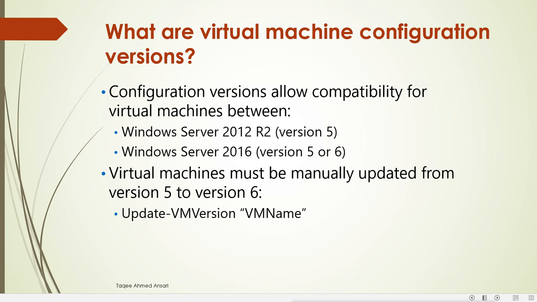Now on Server 2016 we can have version 6. So if we want to upgrade the version, then we have to do it manually, and we can do it by using this command, Update-VMVersion and then the virtual machine name. We can do this from PowerShell, and we can run the command Update-VMVersion and then mention the name of the virtual machine for upgrading it to version 6.